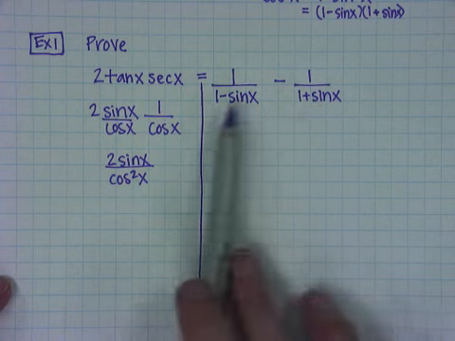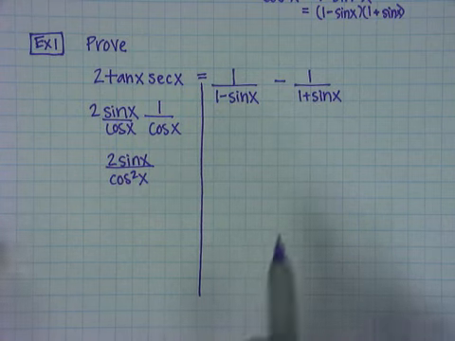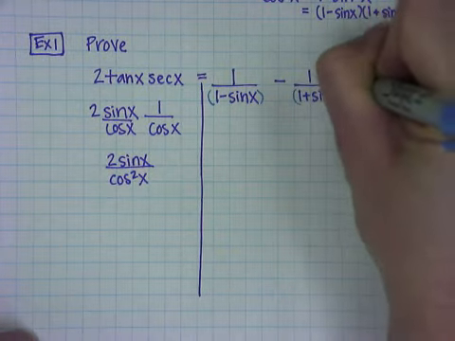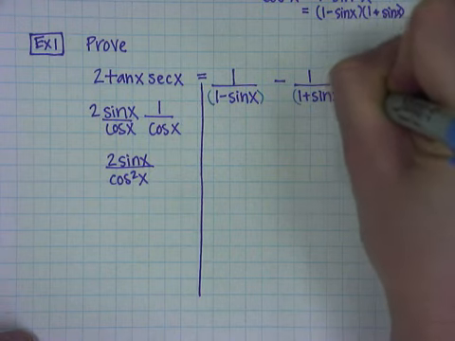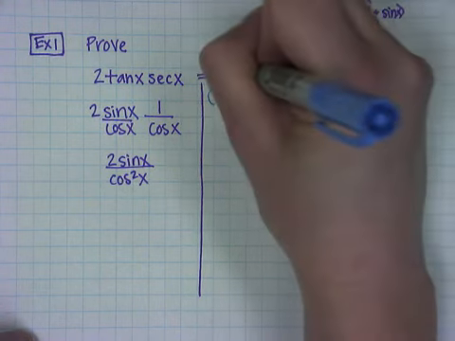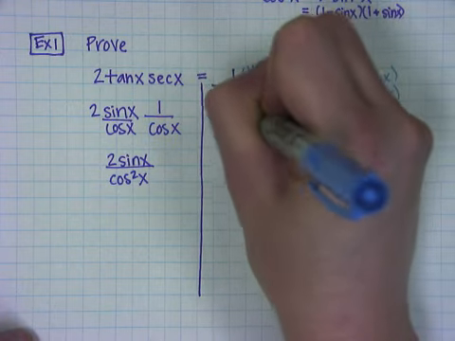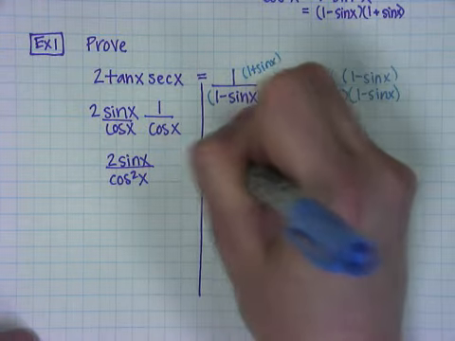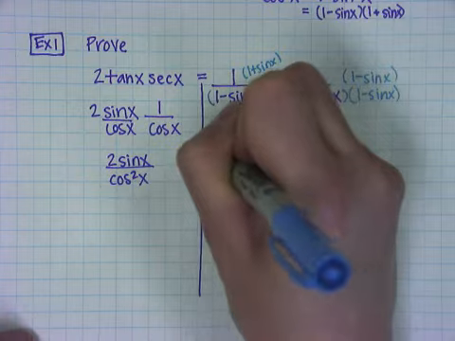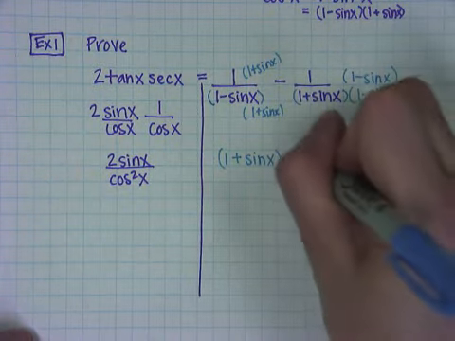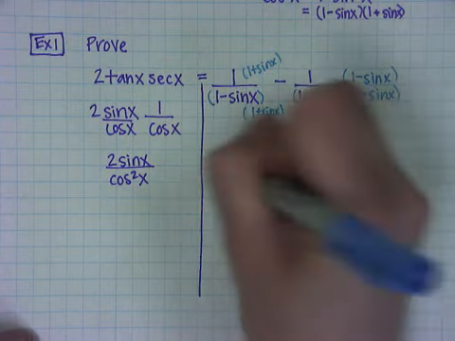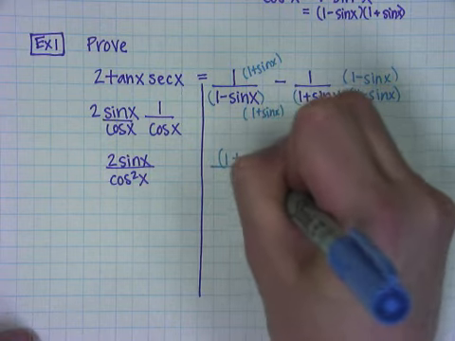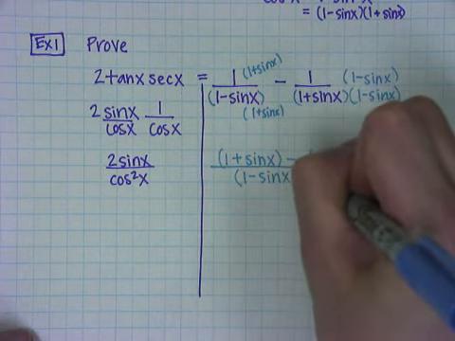So here I have 2 fractions with different denominators. I'm going to have to get a common denominator. So I need parentheses around these guys. This by 1 minus sine of x on top and on bottom. And over here I'm going to multiply by 1 plus sine of x on top and on bottom. Now when I do that, on top here I get 1 plus sine x minus, and on this side I have 1 minus sine x. And then on the bottom here I have the common denominator 1 minus sine of x times 1 plus sine x.